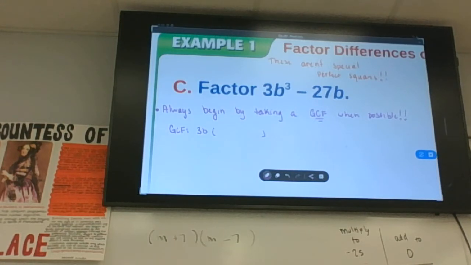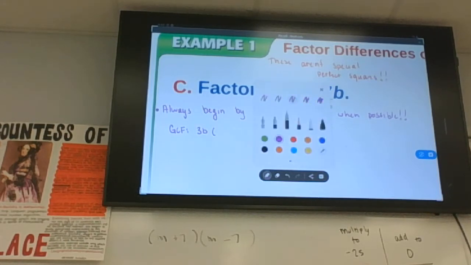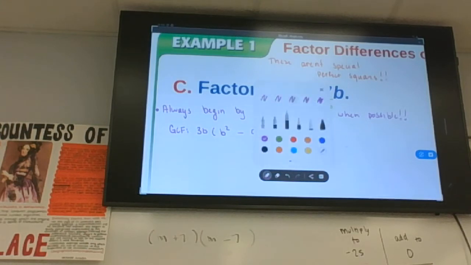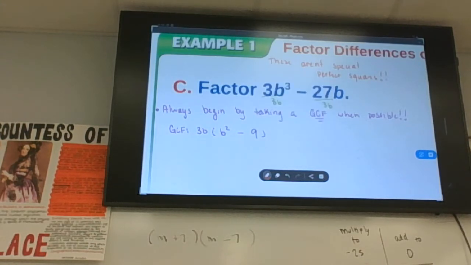And so left in parentheses: B squared minus 27 divided by 3, which is 9. Okay, so we took our GCF out, and now a perfect square is revealed. We're not done with the problem.